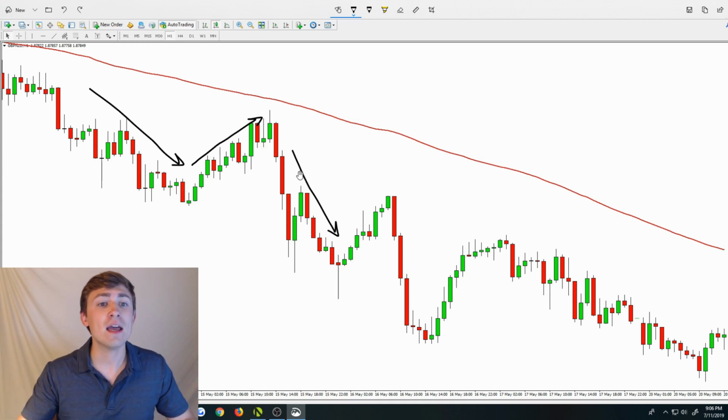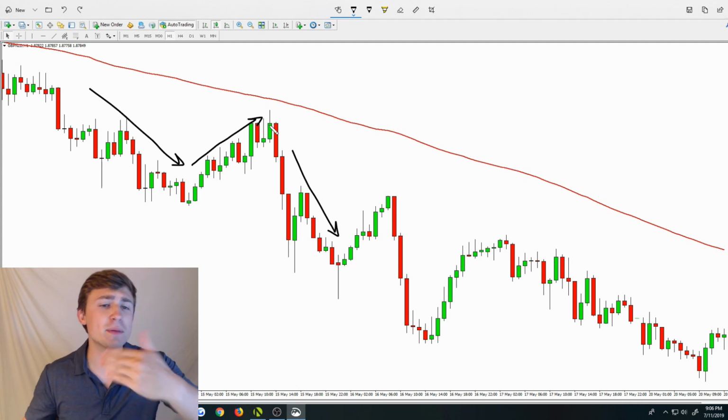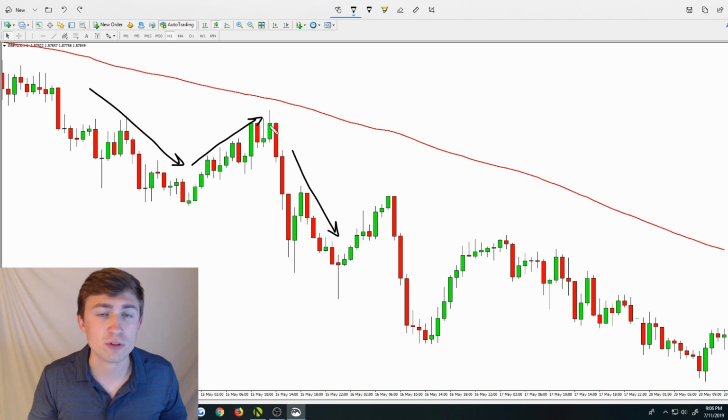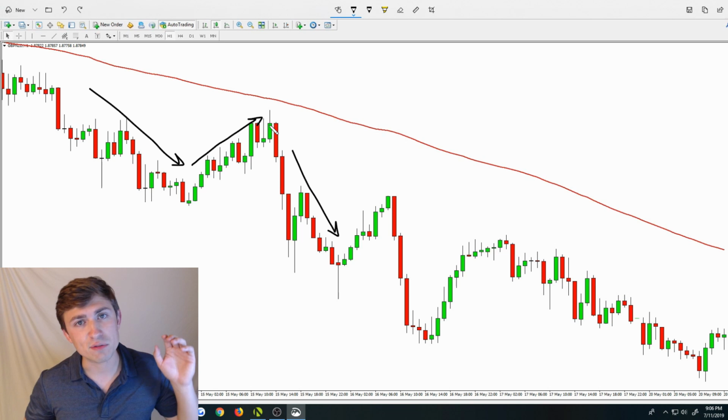So that was kind of a notable moment when we saw this scenario play out. This just says, hey, sellers are going to be back in control here. Now, it doesn't work out every single time. There's no perfect system or strategy or even entry technique that's going to get you into the market perfectly every single time. But what you'll see is that this happens very often in the market.